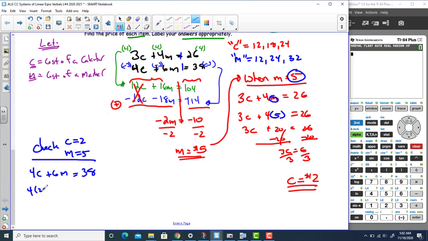Substitute appropriately. You have 4 times 2 plus 6 times 5 should equal 38. You can just plug that into your calculator, and you do in fact get 38 equals 38, and we're happy with that work. Cool. Flip.